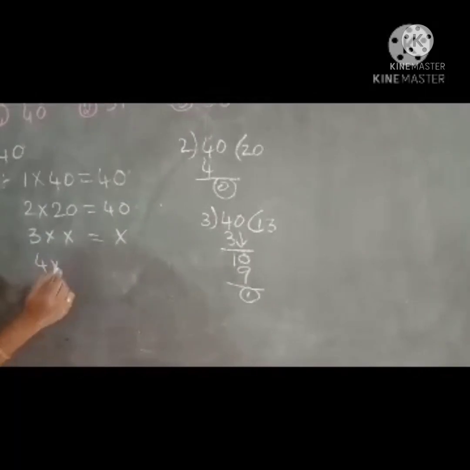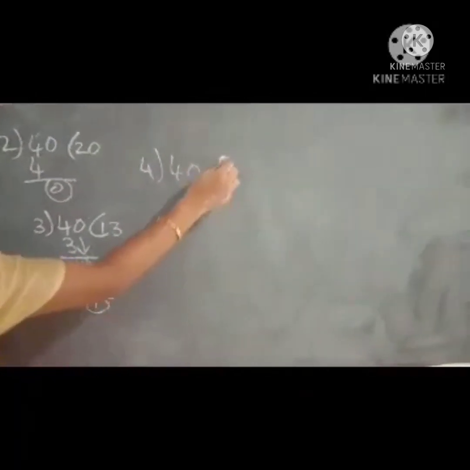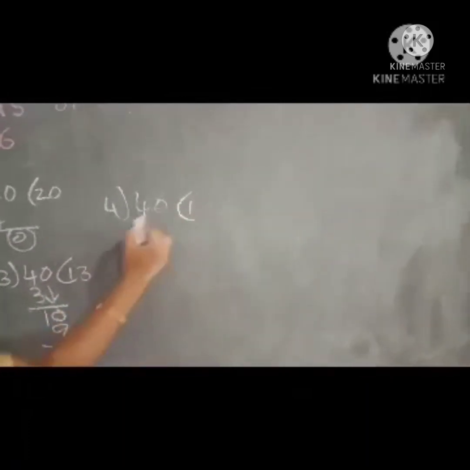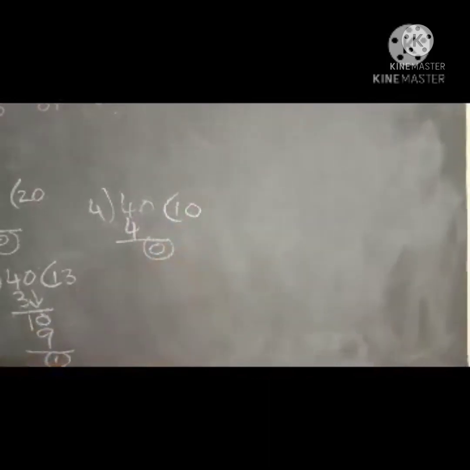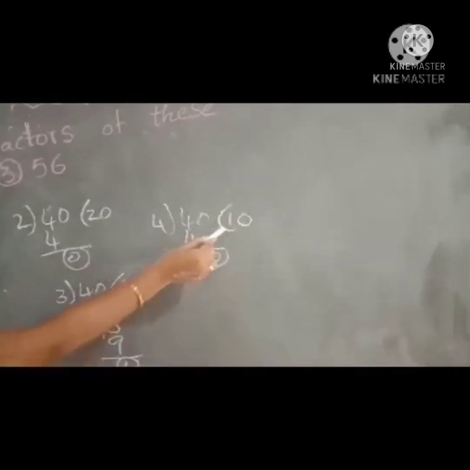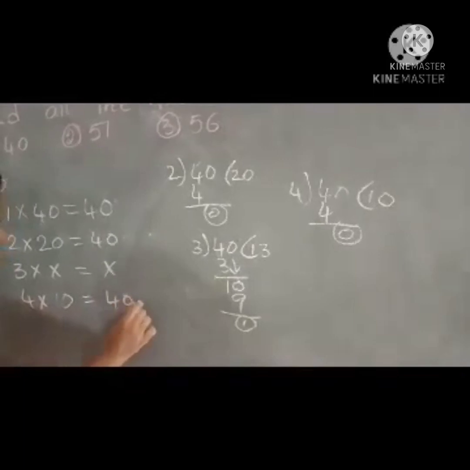In the 4 table. In the 4 table, is 40 there or not? See children, 4 ones are 4. Here 0. So, here also we have to keep 0. Okay, how many times is 40 there in the 4 table? 10 times. So, here we have to write 4 into 10 is equal to 40.